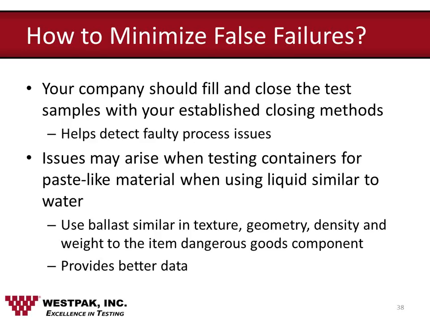A lot of times issues arise when we're testing a paste-like material and simply replace it with items like water, for example. This is common, because you may exhibit leakage when doing the pressure testing. However, if you are able to find a similar paste-like material that replaces the hazmat component and has similar texture, geometry, and density, that might actually give you better results, and it'll provide you with the kind of information that you want to ultimately see if your package system is suitable for transportation.